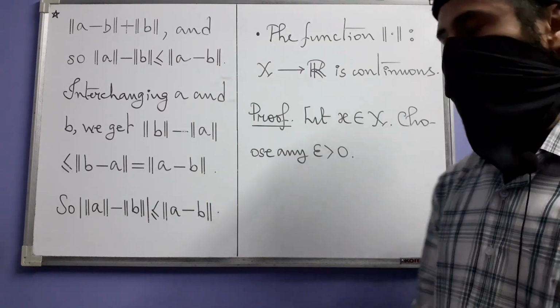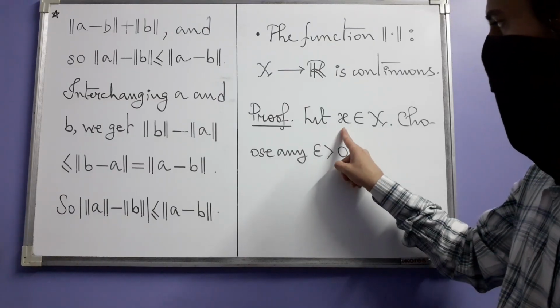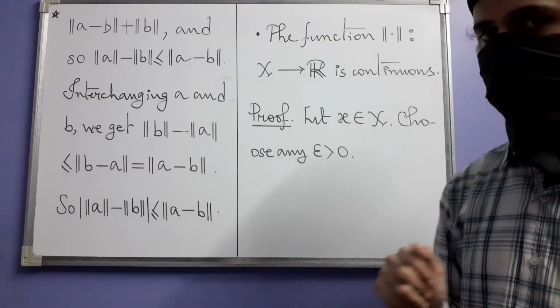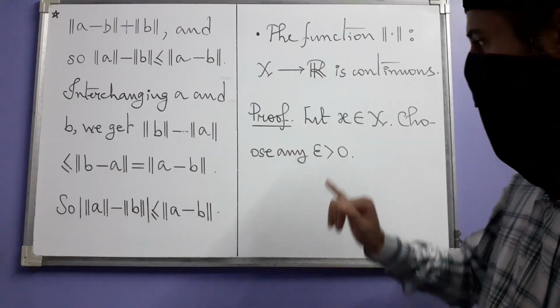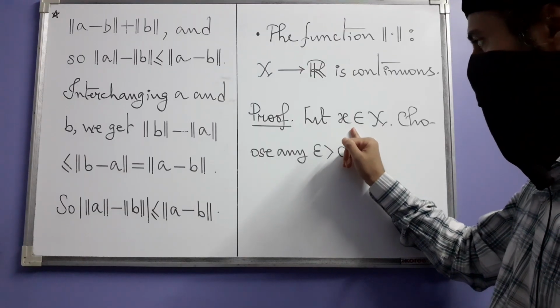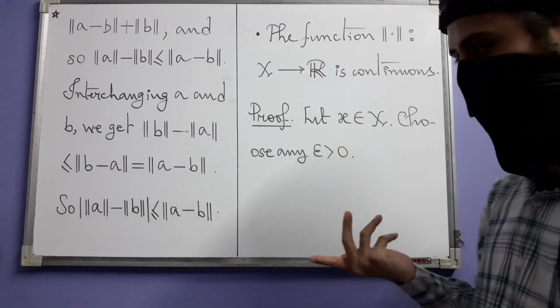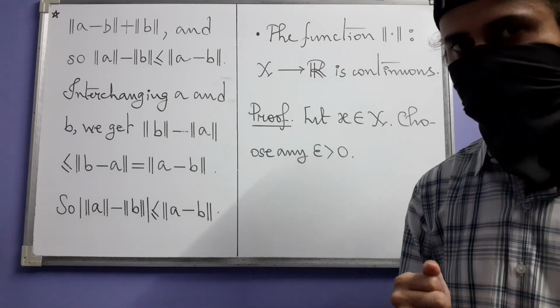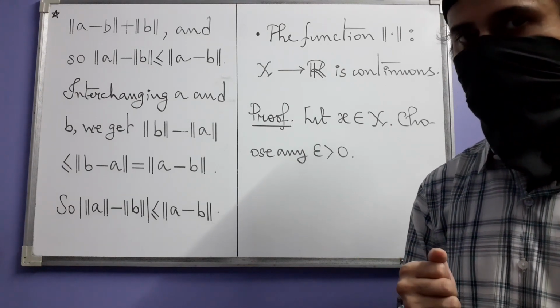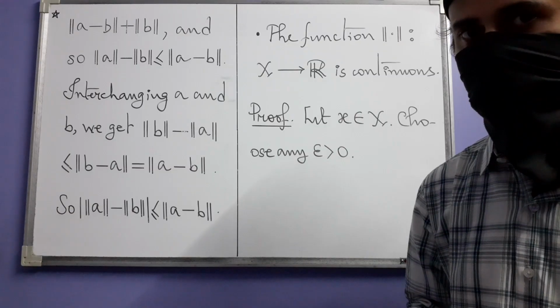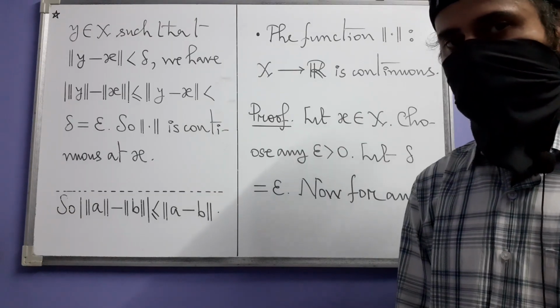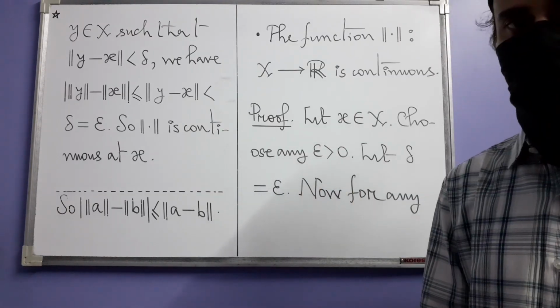Okay, so now we prove it. Let x be any vector in X, we will prove that the norm function is continuous at this point. And accordingly we choose an arbitrary positive real number epsilon. Now we need a delta, for which you know what happens. We choose delta equal to epsilon itself.